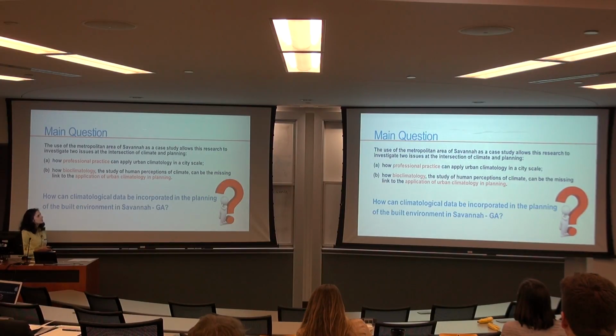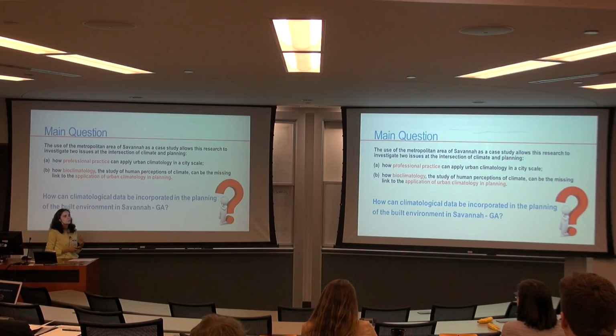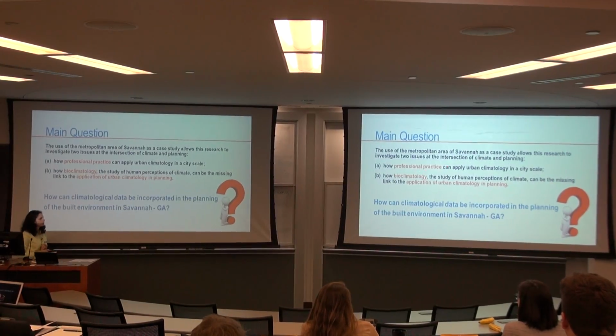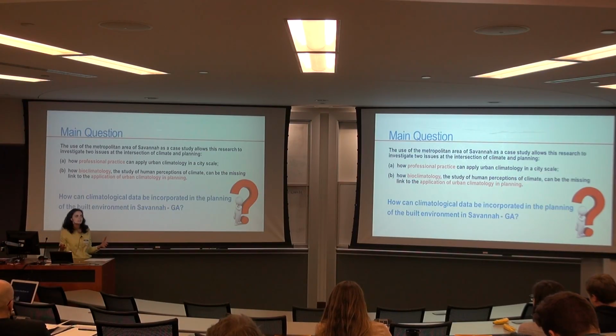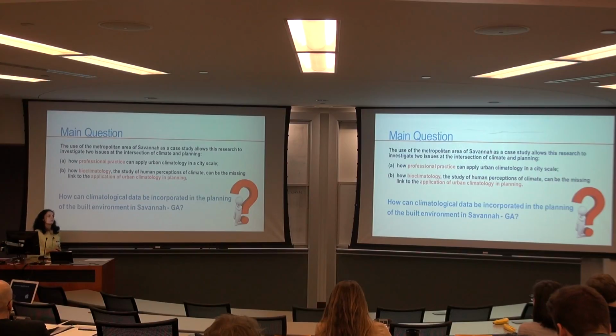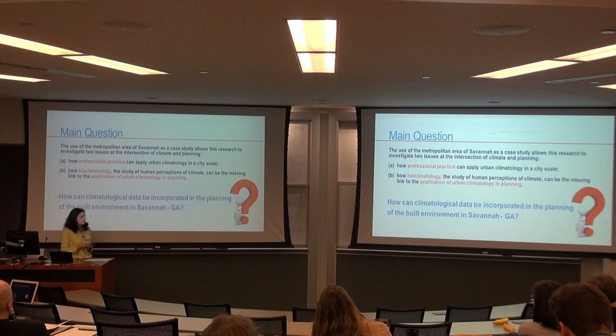So what's my main question? My main question is the use of, while I'm using Savannah as a study case, I'm trying to get at 2 issues. How professional practice can actually apply urban climatology in a city scale, and then how bioclimatology, the study of human perception, might be this missing link to the application of urban climatology in planning, incorporating it. And basically I'm asking, how can climatological data be incorporated in the planning of the built environment in Savannah, Georgia?